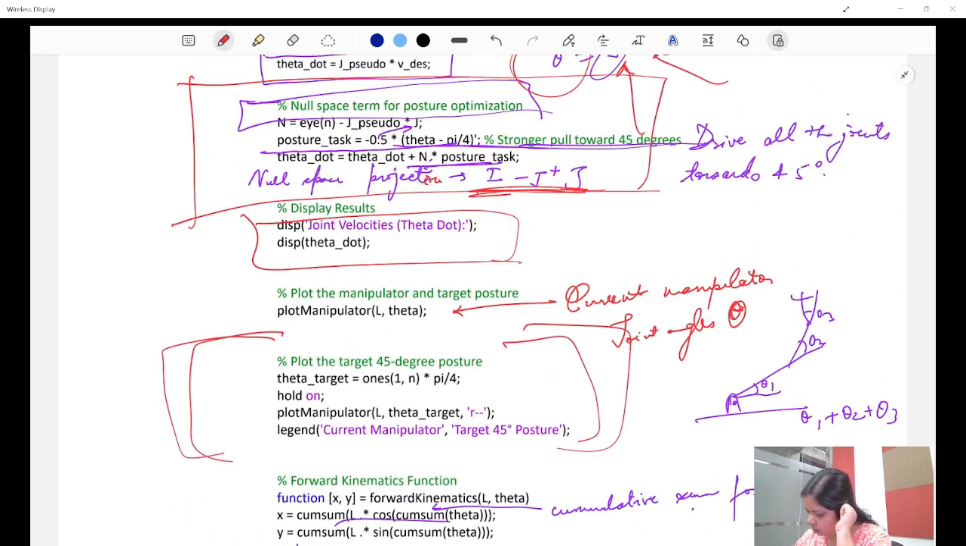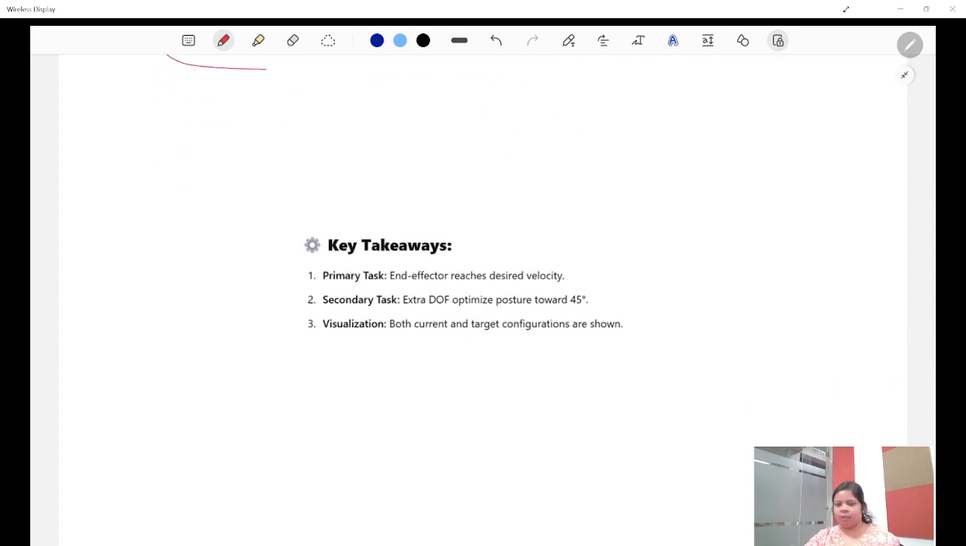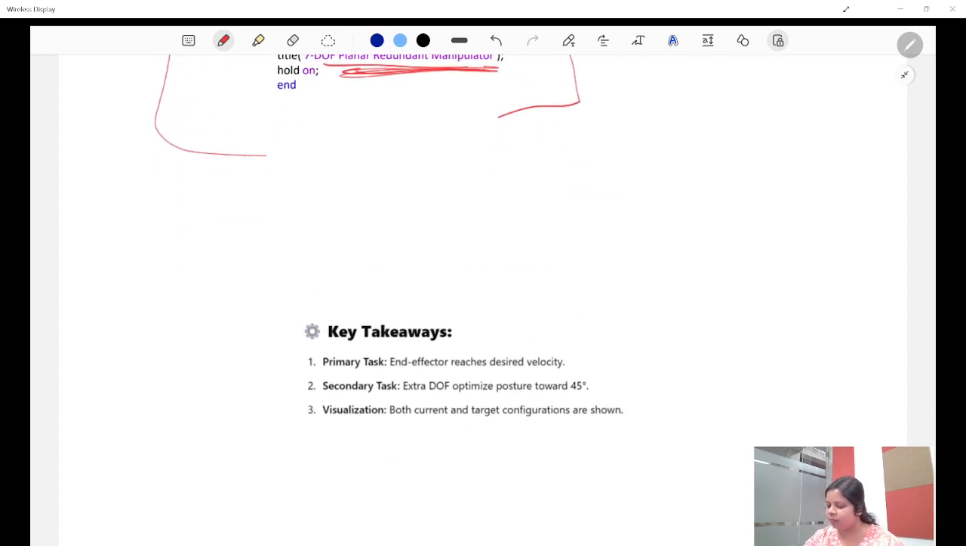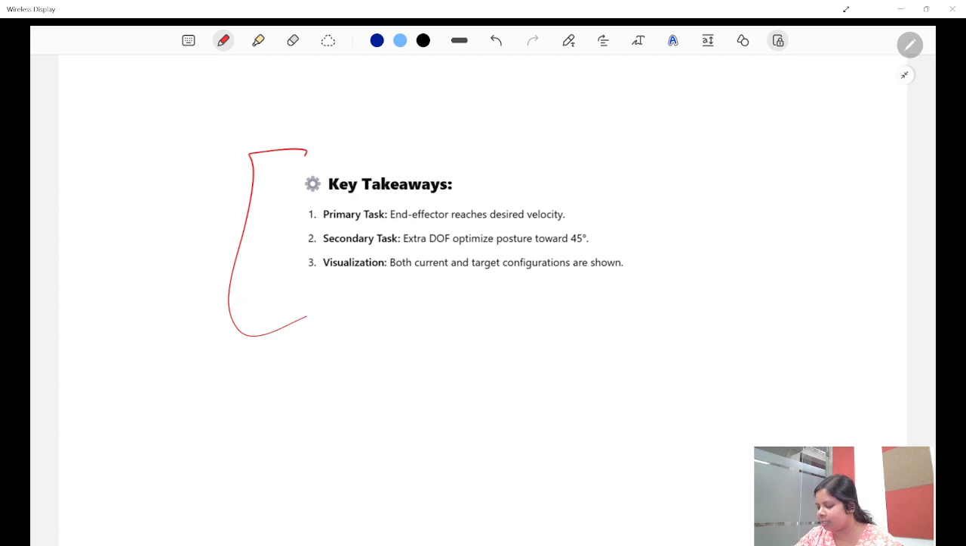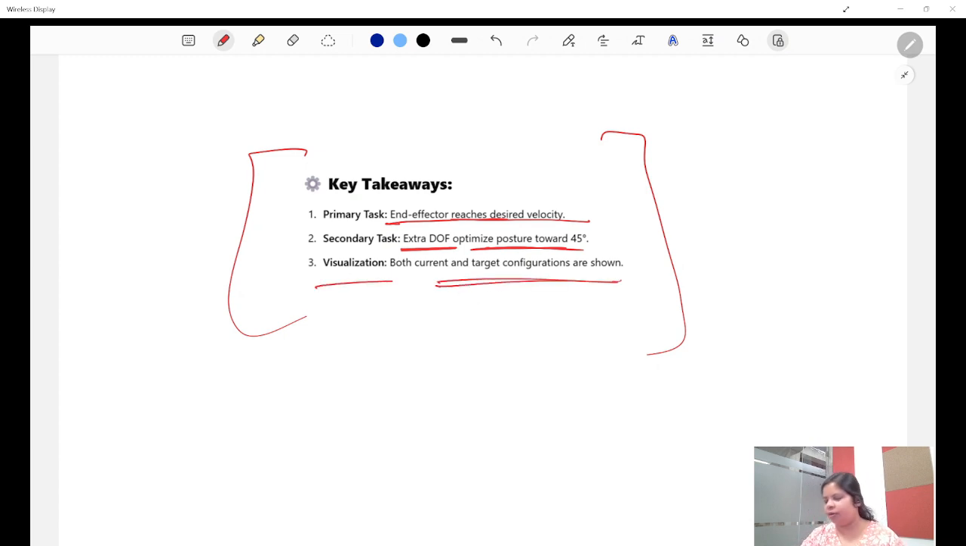Okay, both these plots in one. So I'll show that to you. Before that, since I'm not going to switch the screen back here, the key takeaways from this task are: your primary task is that the end effector reaches the desired velocity. What is your secondary task? You have some extra degrees of freedom to optimize posture towards 45 degrees, and you are able to visualize current and target configurations. Now I'll switch my screen to the MATLAB screen and show you what is happening.